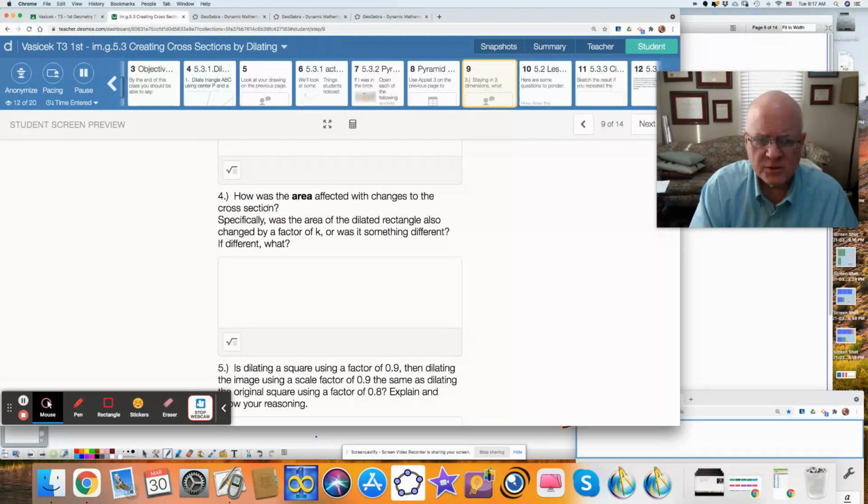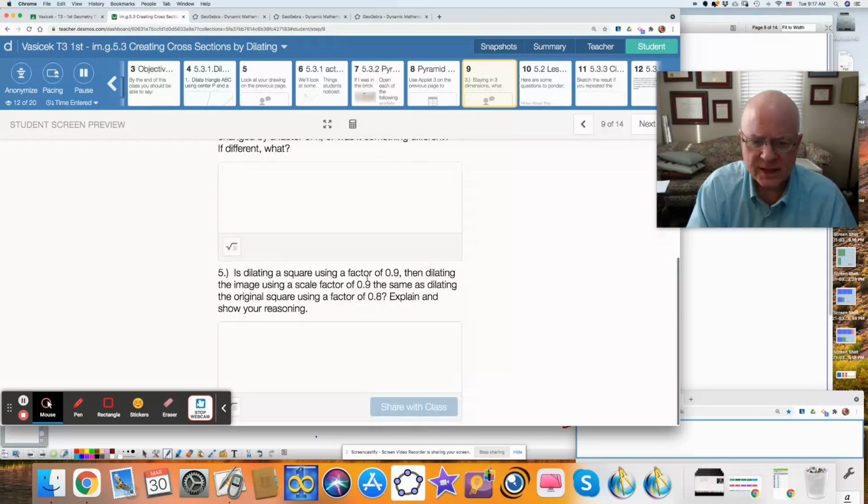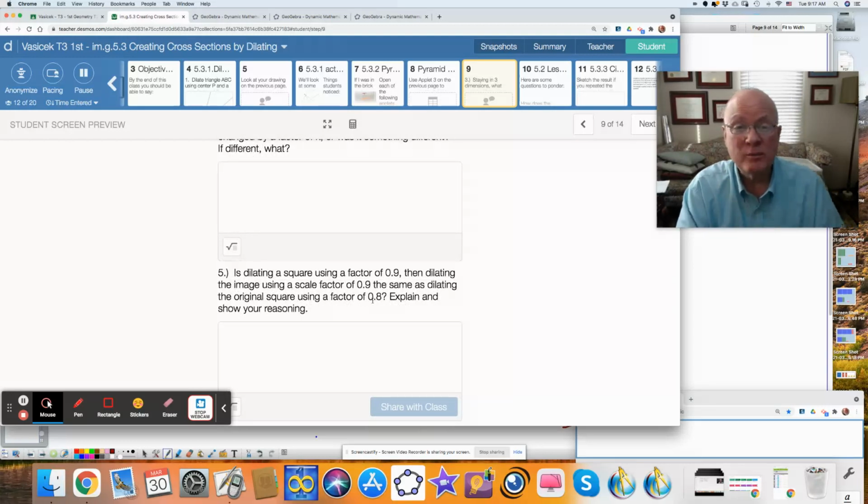How's the area affected with changes to the cross-section? K squared. Is dilating by a scale factor of 0.9 and then dilating that image by a scale factor of 0.9 the same as dilating by 0.8? No, it would be 0.81. It would be 0.9 times 0.9.